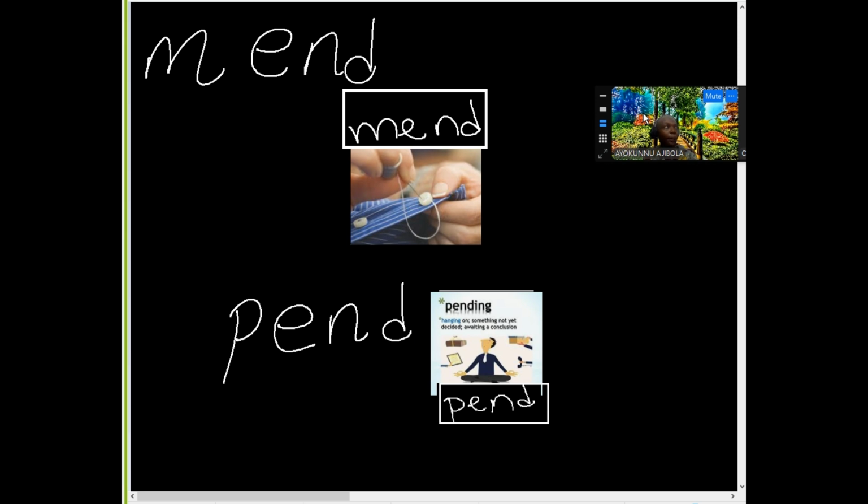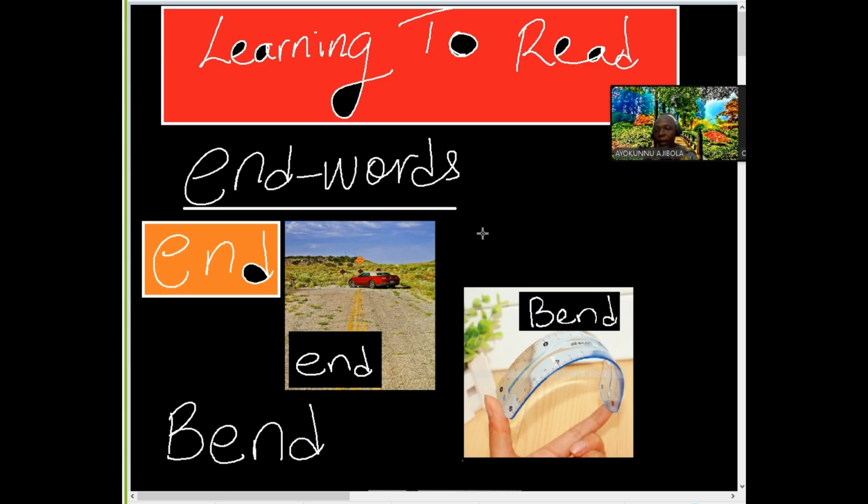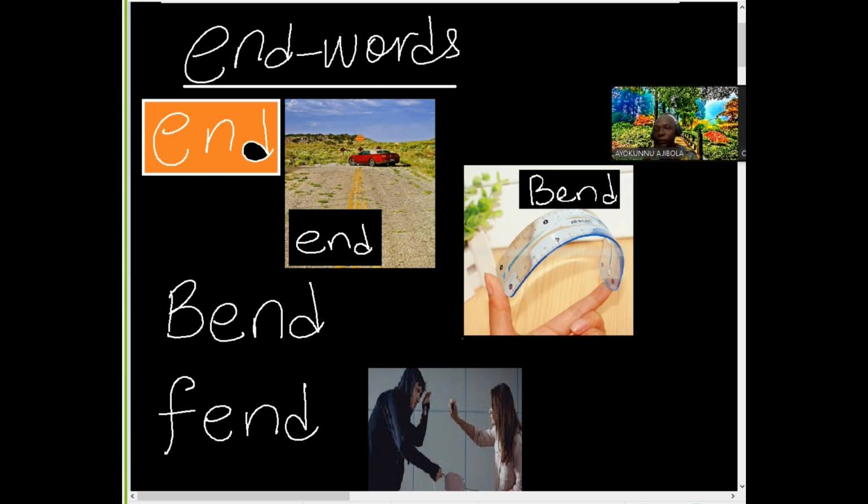Can you say it again? Pend. Pend. Okay, let's go to the first one. Maybe you will remember it. What is our root word? What's this? Let me hear you. What is this? And say it again. And. Say it five times.